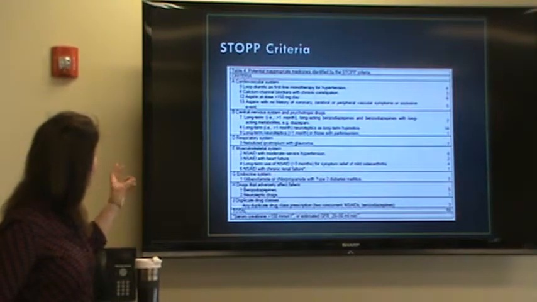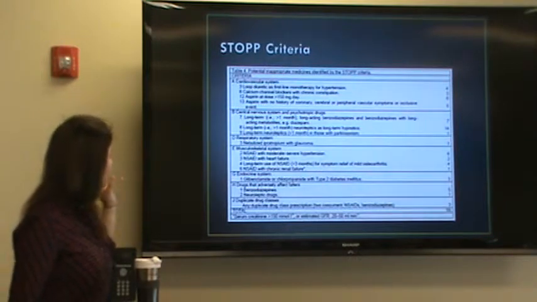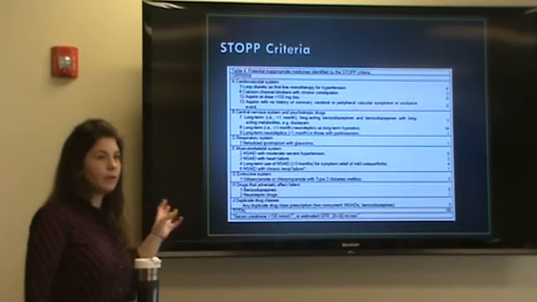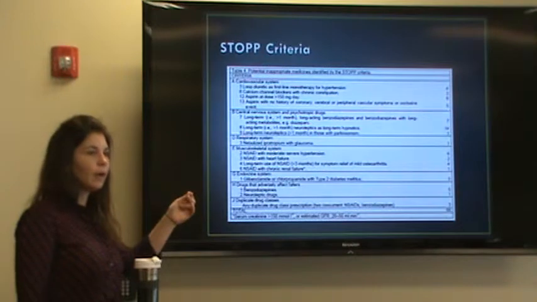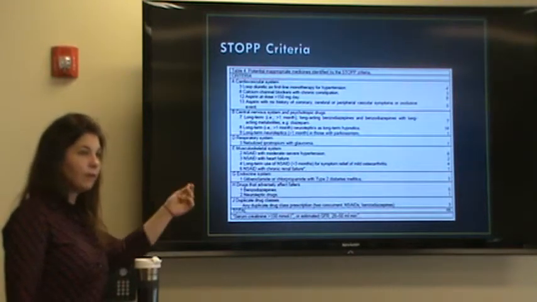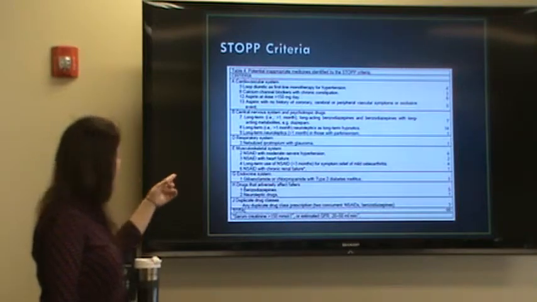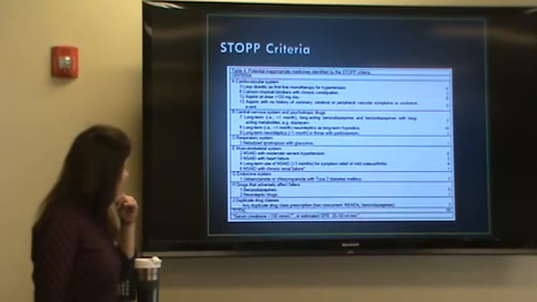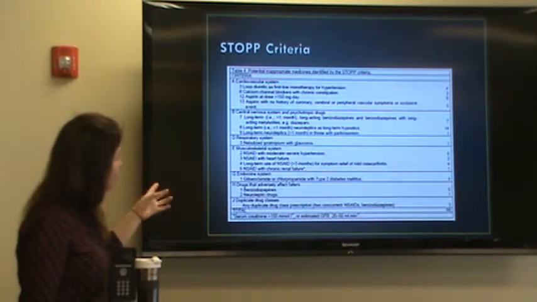Other medications to stop are NSAIDs, and this is kind of NSAIDs and chronic use, right? So it's not like you're in the hospital, here are some NSAIDs, but you're taking an NSAID every day at home, and this is meds that really should be avoided. And again, any duplicate drug is another good example.